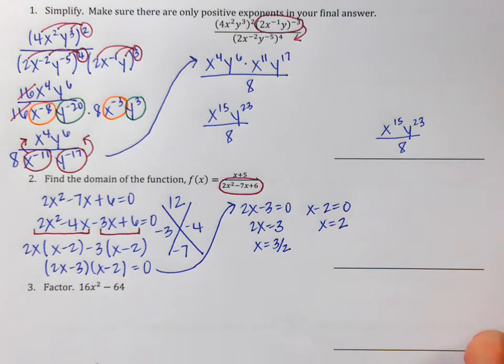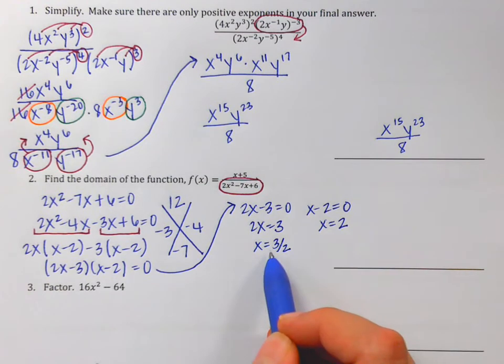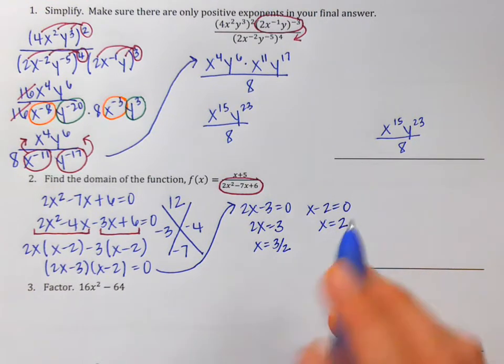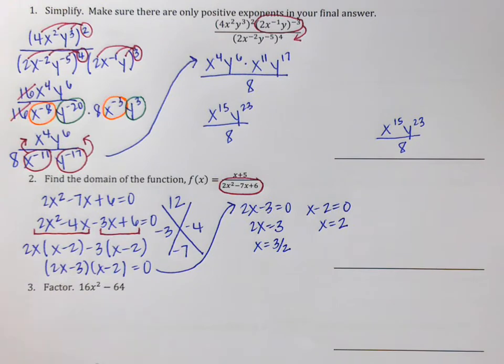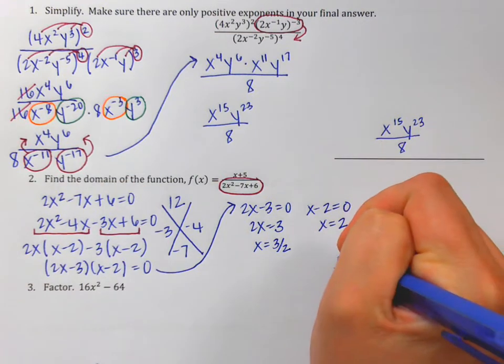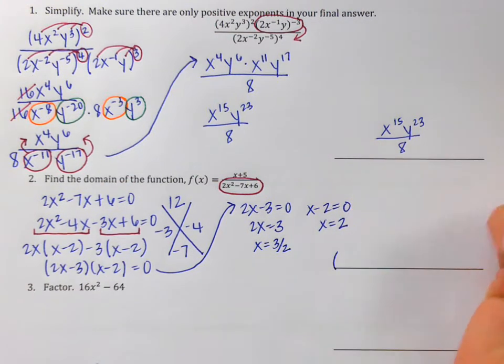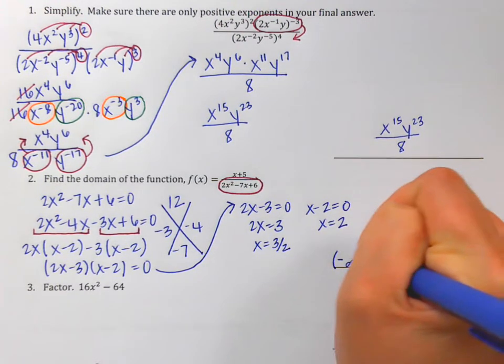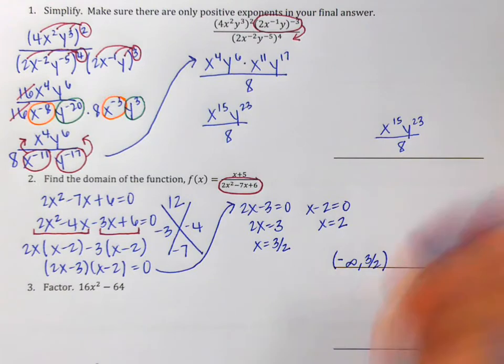So remember, I do want you guys to write this in interval notation. It can't be equal to 3/2 and it can't be equal to 2. To write that, remember, in interval notation, you're writing it from least to greatest. So if you need to draw out your number line, draw out your number line. But essentially, it's going to be negative infinity. It can't be equal to 3/2. 3/2 is less than 2.